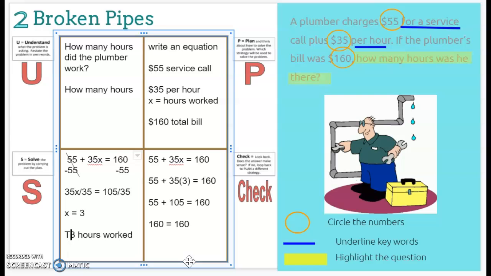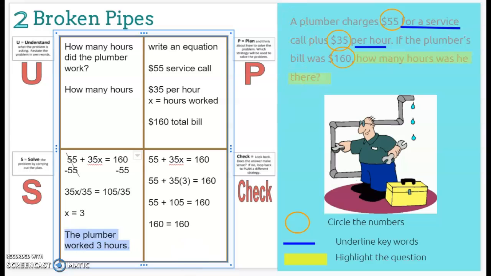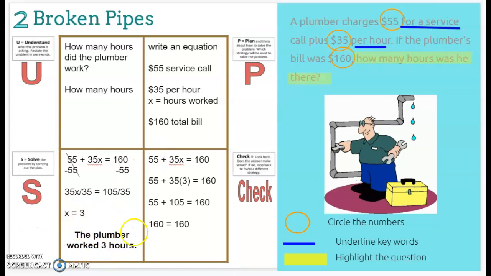So what I have figured out is how many hours was he there? The plumber worked 3 hours. And that would be my answer right there. So I'm going to bold that, or you can circle it however you want it to show, but the plumber worked 3 hours. When you have a word problem, you need to answer it with a complete sentence. So you can say the plumber was there for 3 hours, the plumber worked 3 hours, something to indicate that there was a charge, $35 per hour, for the amount of 3 hours.